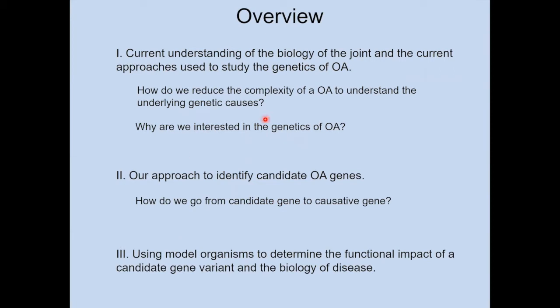I'll go over our approach to identify candidate OA genes. And then once we have those candidate genes in families, how do we go from a simple predicted candidate gene to a causative gene? I'll talk about our strategy to do that. Finally, I'll give you two examples of how we use model organisms to determine the functional impact of a candidate gene, and how we use both the fish and the mouse to understand the biology of the disease.